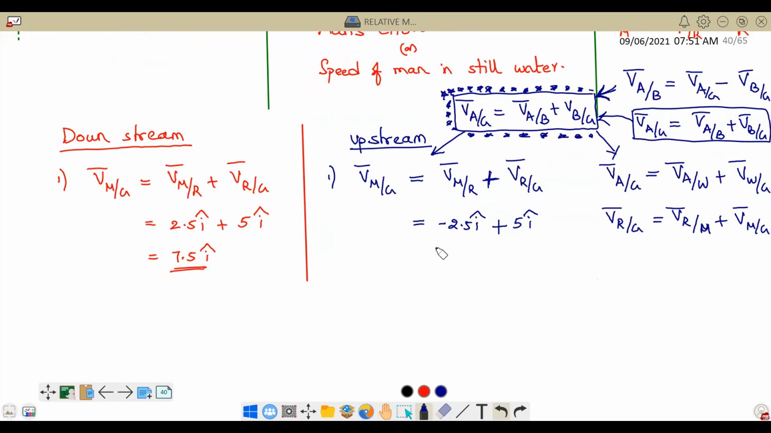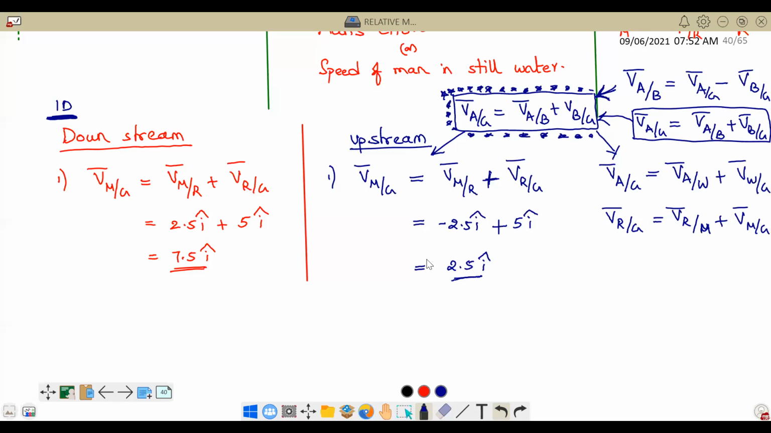So now this is equal to how much, tell me? Minus 2.5 I cap plus 5 I cap. So that is equal to how much? 2.5. So that is how you should understand downstream and upstream. And when we go to two dimension, this is called one dimension.